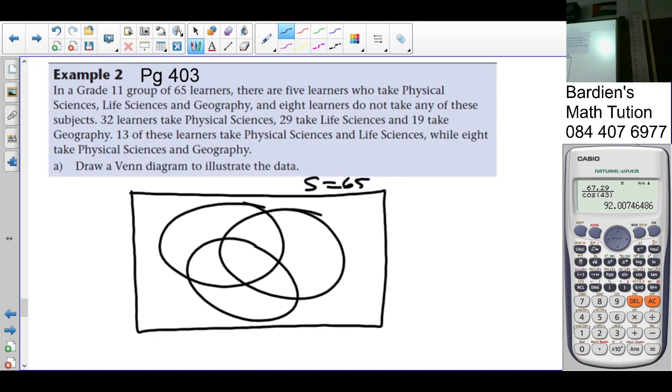There are 5 learners who take physical science and life science. Okay, so we've got physical science, life science, and geography. There are 5 learners who take physical science, life science, and geography. So where does that 5 go? In the middle. Not so? Now you write it in quickly. There goes 5. Okay.